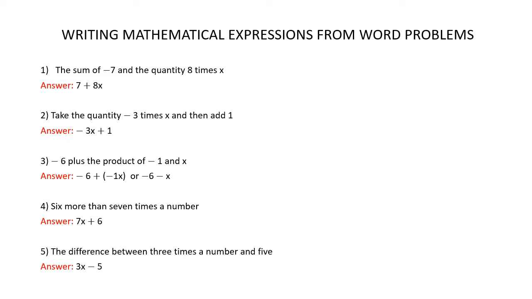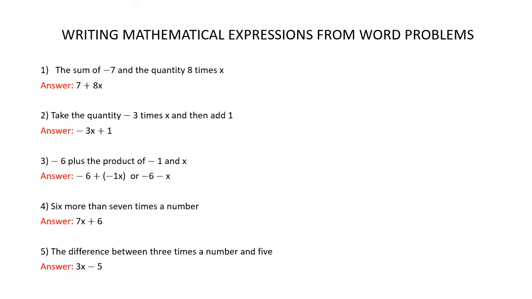Next, take the quantity minus 3 times x and then add 1. Minus 3 times x is written as minus 3x. Then add 1. Add means plus. So take the quantity minus 3 times x and then add 1 is written as minus 3x plus 1.